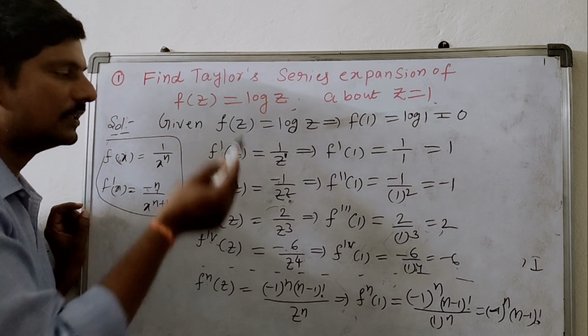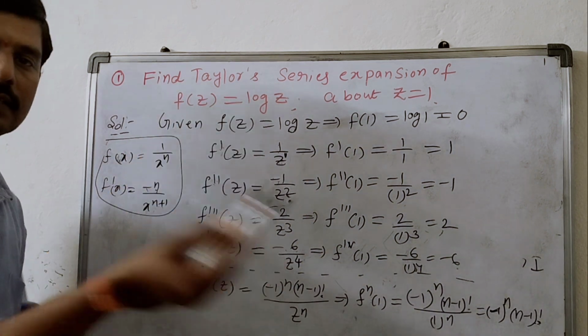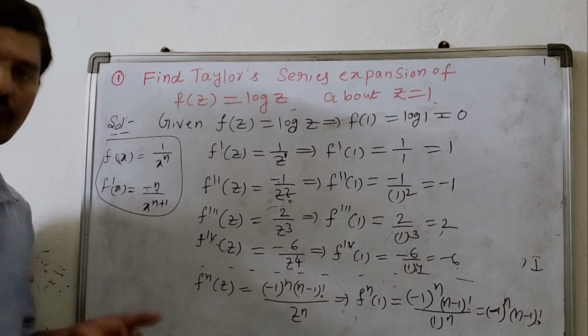Okay, so like this we get all the values and we have to substitute all those values in the Taylor's theorem, in the equation number 1.